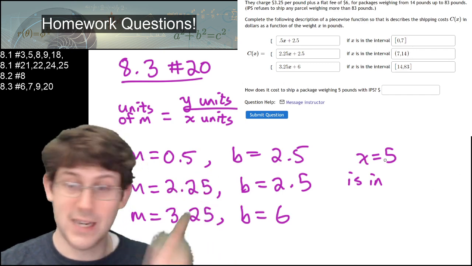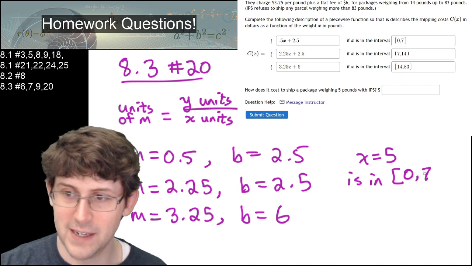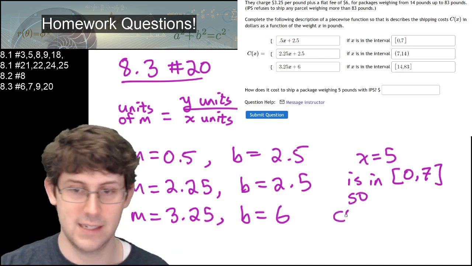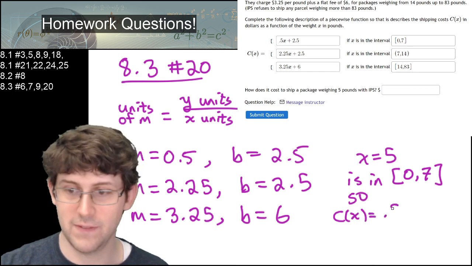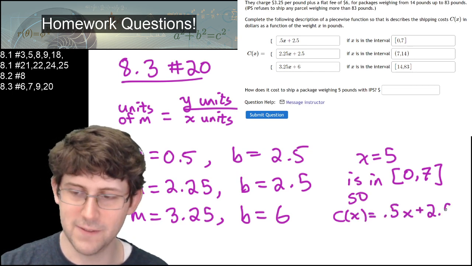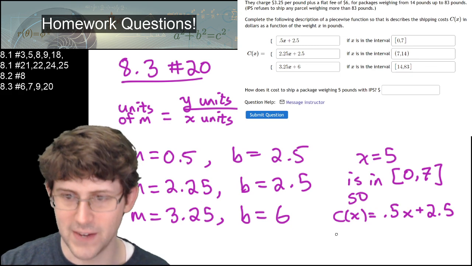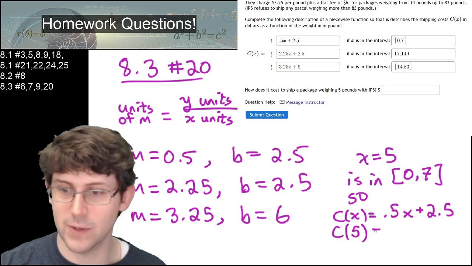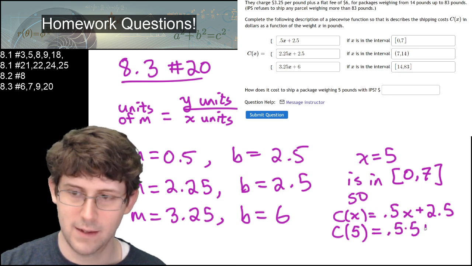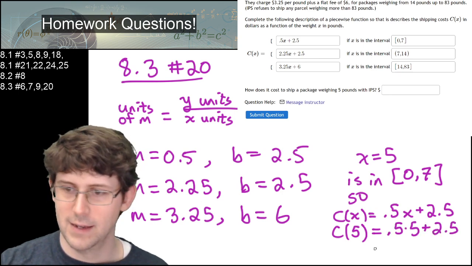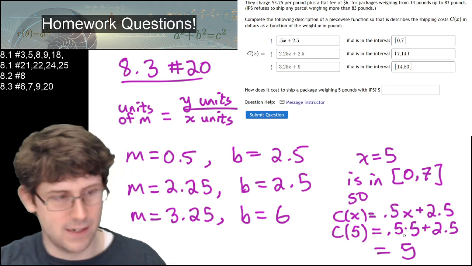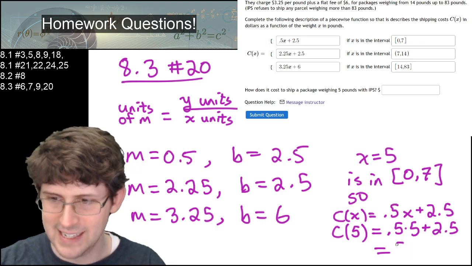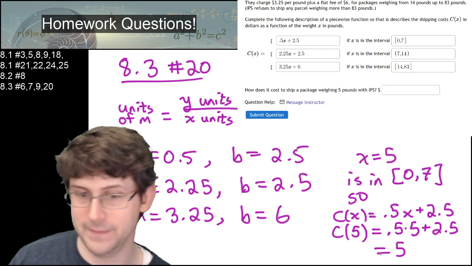5 is in the first range. It's in the range from 0 to 7. So I'll use the first formula. I'll use c of x is 0.5x plus 2.5. Here x is 5. So I'm plugging 5 in for x on both sides of the equation. And I end up with $5. This is $2.50 and this is also $2.50. So I end up with $5.